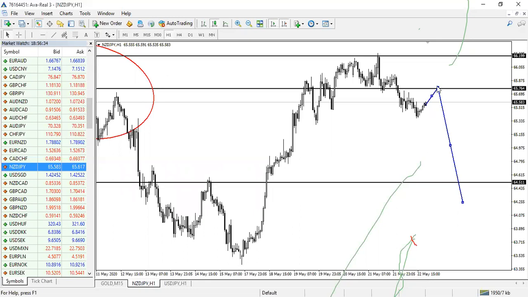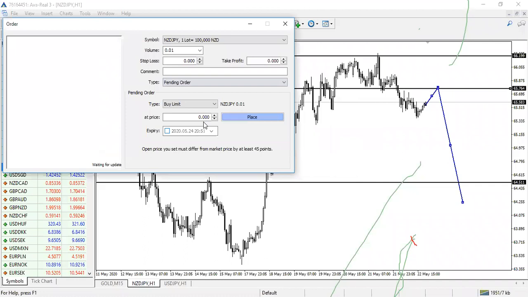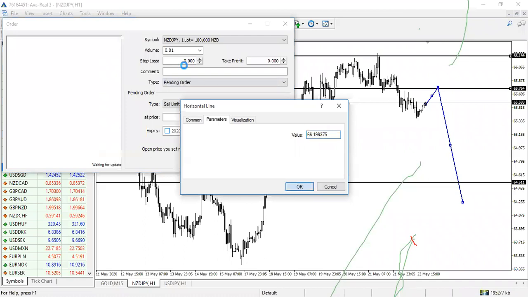So if you're looking for an entry, you click horizontal line. You get your entry, you copy, say new order. Once you've done that, you click new order. You've got your line in place. So you go to the pending order, you say sell limit, and place this here. Then you check that as your stop loss, you copy, paste that there, and then you take that as your TP. You copy, you paste.